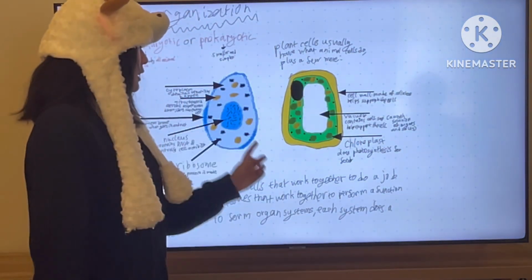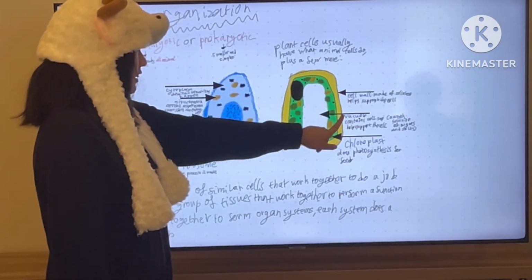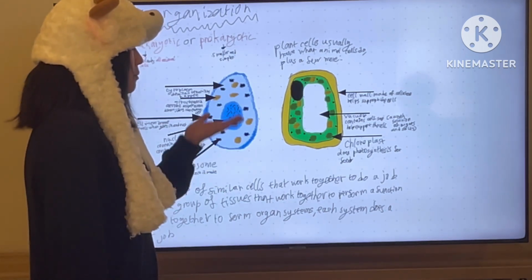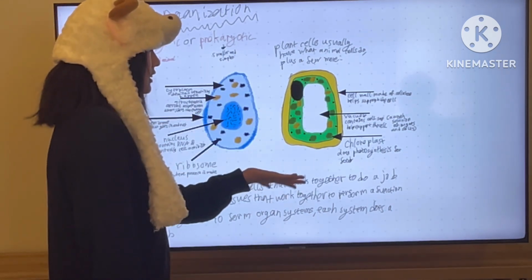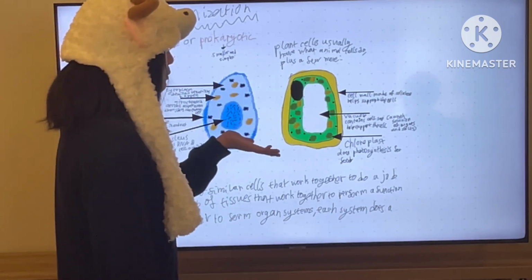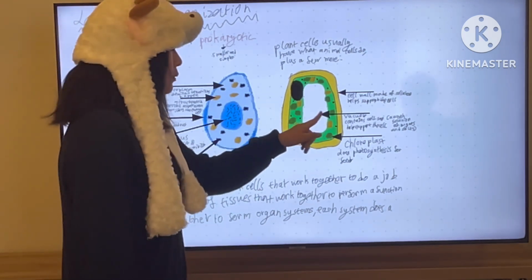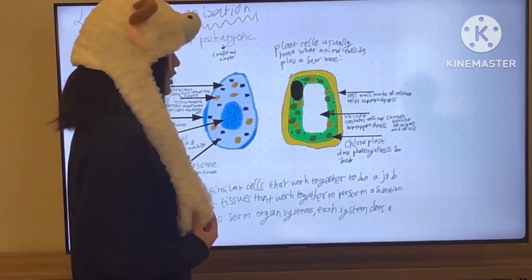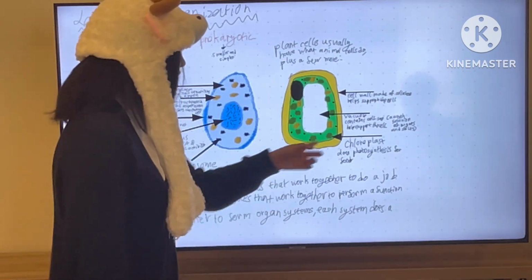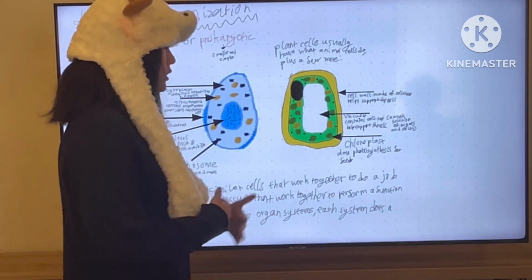This cell is a plant cell, a basic plant cell. Plant cells have all the things that animal cells have, but they have some extras. This arrow points to the cell wall, which is made of cellulose and helps support the cell. This arrow points to the vacuole, which contains cell sap, which is basically a solution of sugars and salts. And it also helps support the cell. This arrow points to the chloroplast. It does photosynthesis for food.